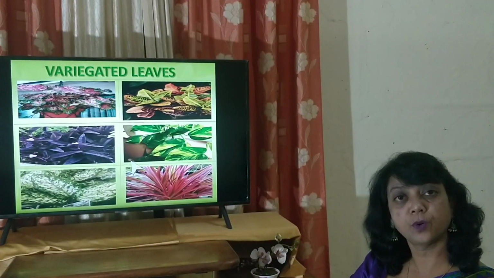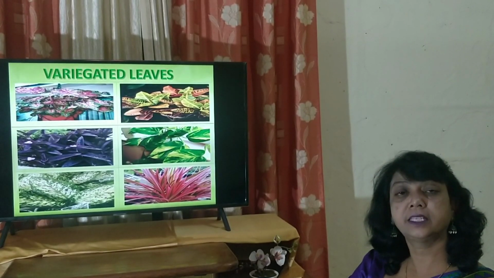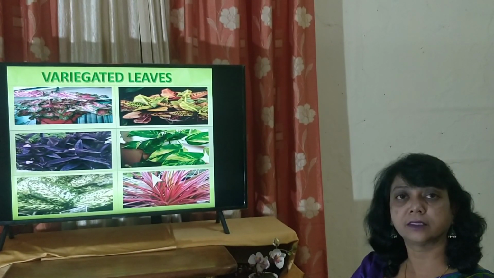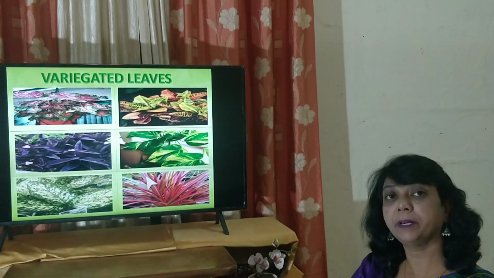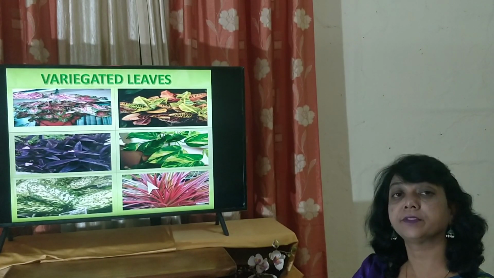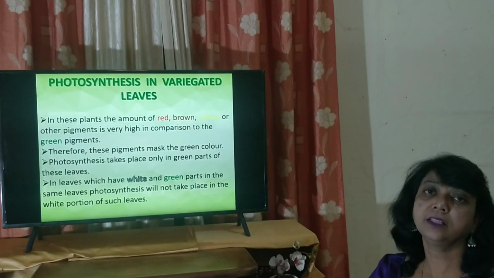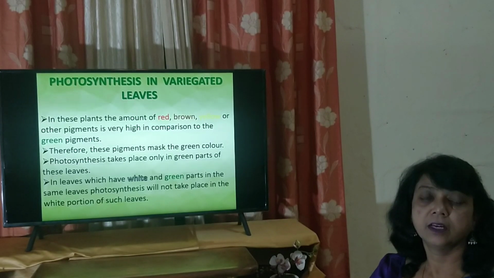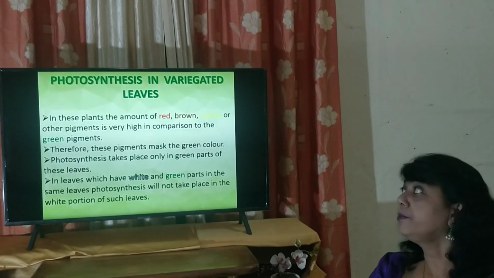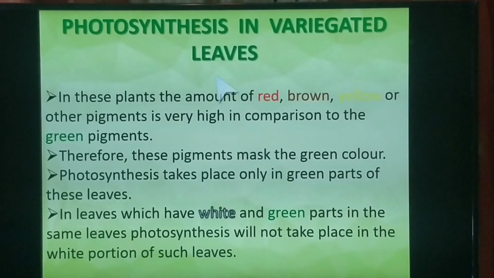So what does this show? This shows that all these leaves contain pigments which are of various colors. Because of these pigments, they are also called as variegated leaves. Do you know how does photosynthesis occur in these types of plants? Or does photosynthesis occur or not? We'll study this. Photosynthesis in variegated leaves.